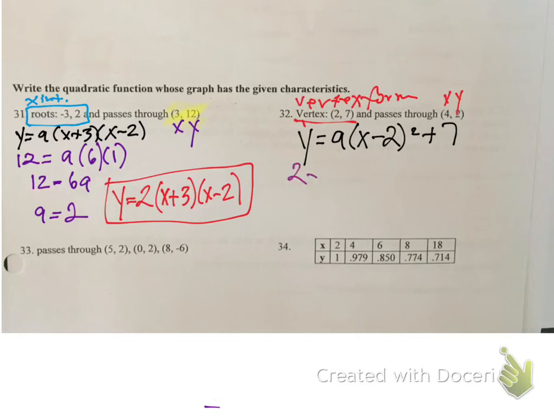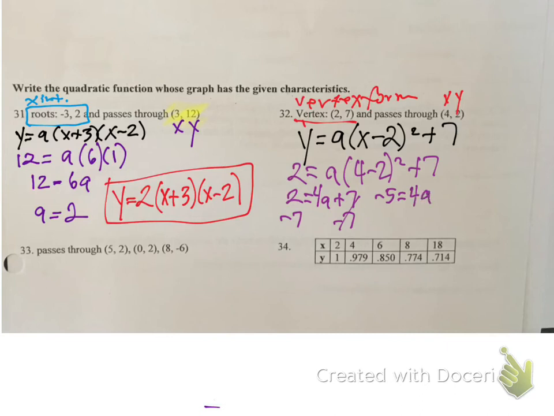So 2 equals a. 4 minus 2 squared plus 7. 2 equals a. 2 squared is 4, so 4a plus 7. Subtract 7. So -5 equals 4a. A equals -5 over 4. So my final answer would be y equals -5 over 4, x minus 2 squared plus 7.